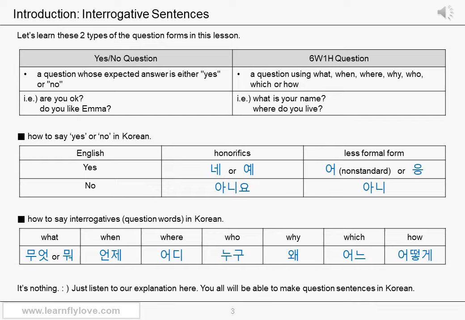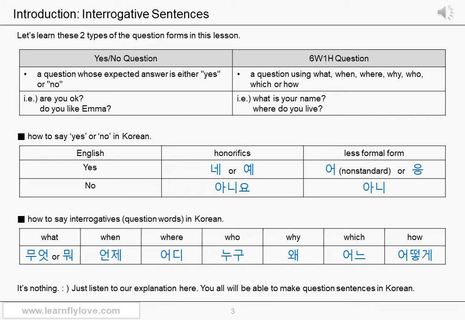There can be two possible answers for yes. 어 or 응. 어 is actually a non-standard word. You cannot find this word in a dictionary as a translation of the word yes. But people use this a lot more in normal life conversation between friends. 응 is a standard word for yes in Korean. It just sounds a bit cuter than 어, I'll say. No is 아니. Just get rid of the honorific suffix 요 from 아니요.